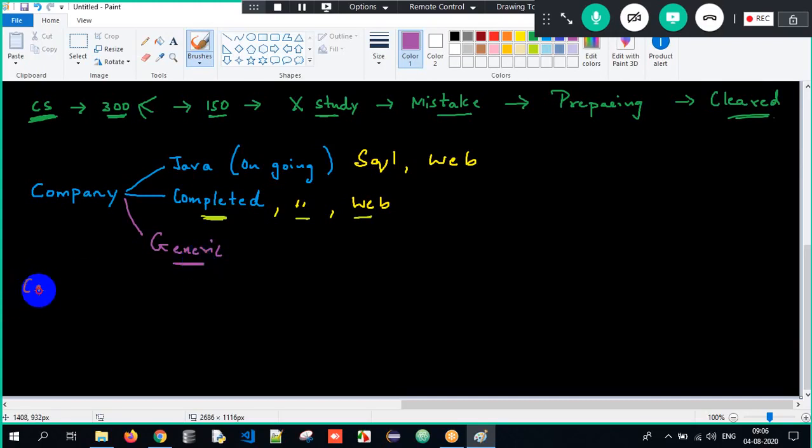Capgemini is the best example here. Most of the time, Capgemini comes for generics. They'll come for Java ongoing, Java completed also. They'll come for all three. So based on the requirement, you should be able to do it. Hexaware is one more company. Hexaware will ask for generic, and they'll ask for 2021 pass outs only. So a lot of companies are there with us, guys.